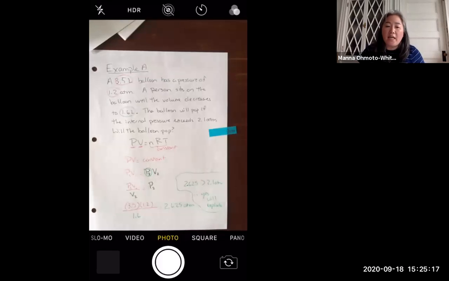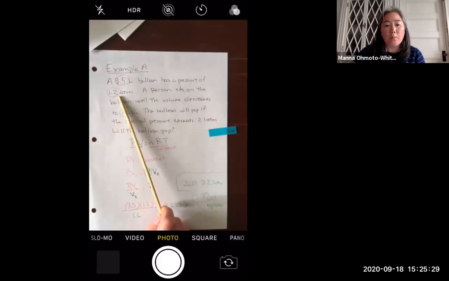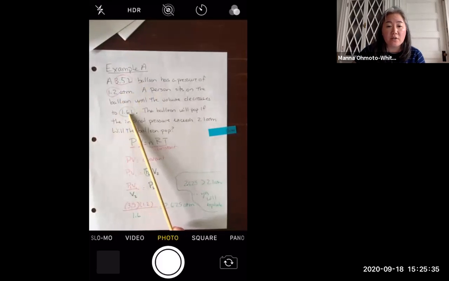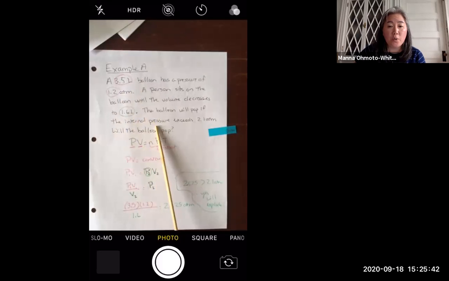So we're going to be looking at how we can use the ideal gas law, PV equals nRT, to do calculations. So the first example is I have a 3.5 liter balloon that has a pressure of 1.2 atmospheres. A person sits on the balloon until the volume decreases to 1.6 liters. So it goes from 3.5 to 1.6.